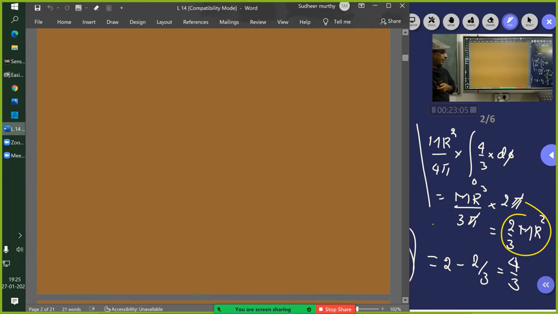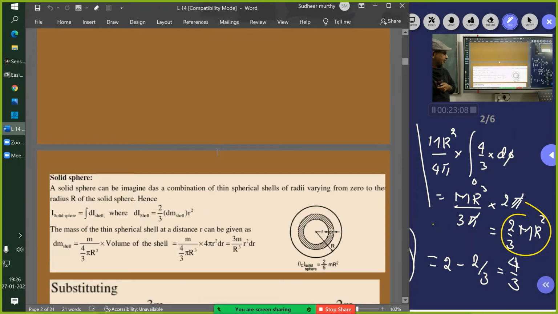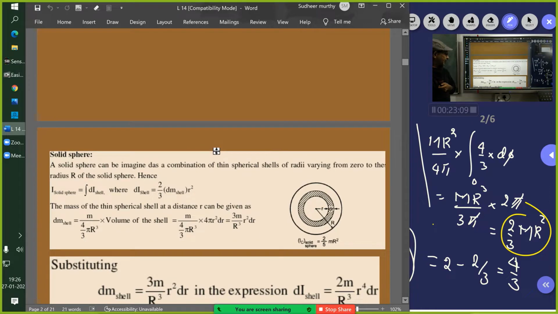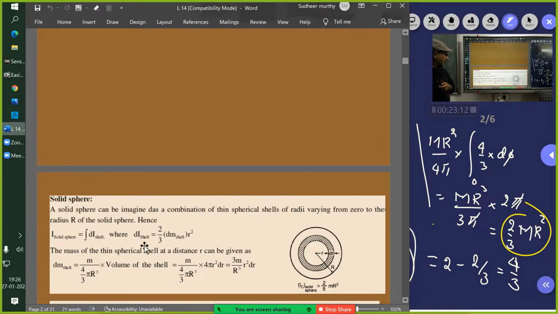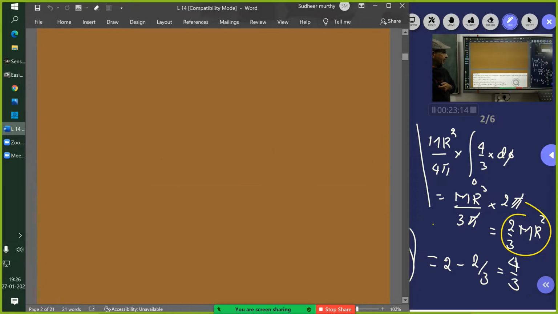If you have any questions, you can ask. But please participate in the class. Okay? Well, as far as the solid sphere is concerned, I think we should be able to do it. Solid sphere, solid sphere. There is an answer given there, but you should be able to do it.